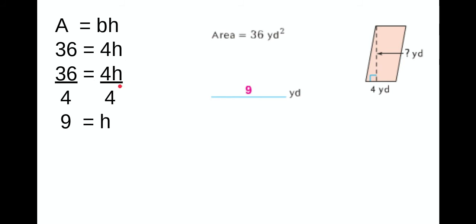To figure out what H equals, we will do the inverse operation. So we divide by 4, divide by 4. We balanced our equation just like we did in chapter 8. We're left with 9 equals H, which is the same as H equals 9. Now we just have to give it a label, which is 9 yards.